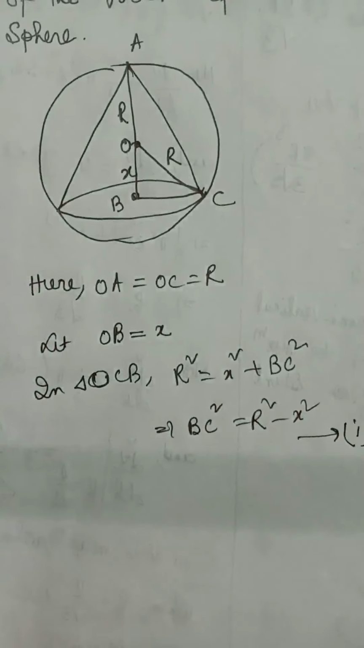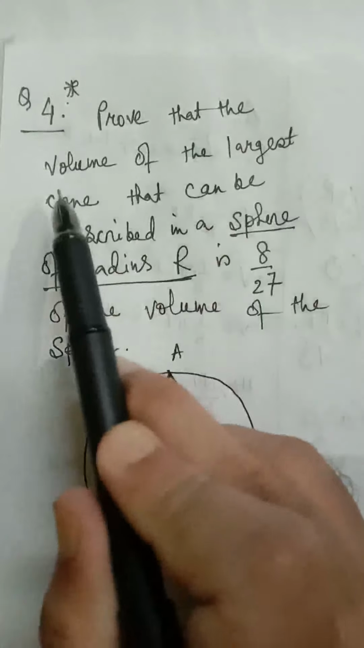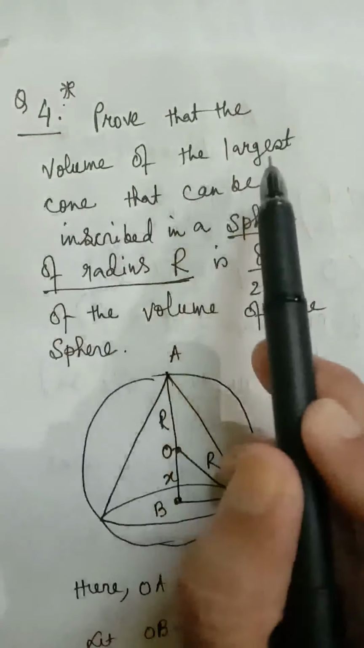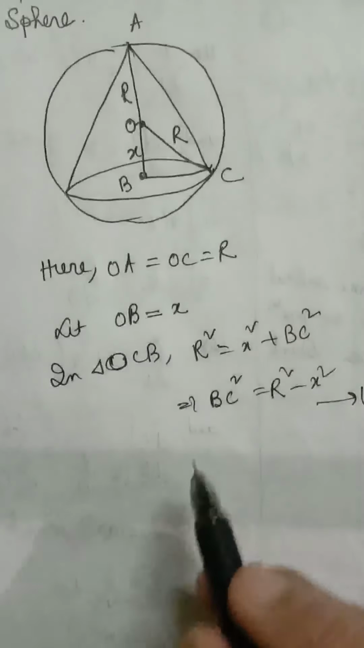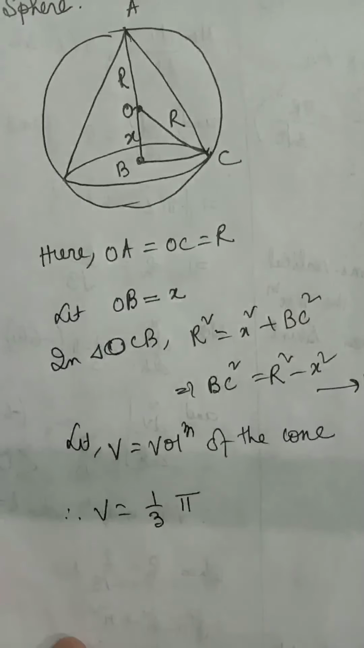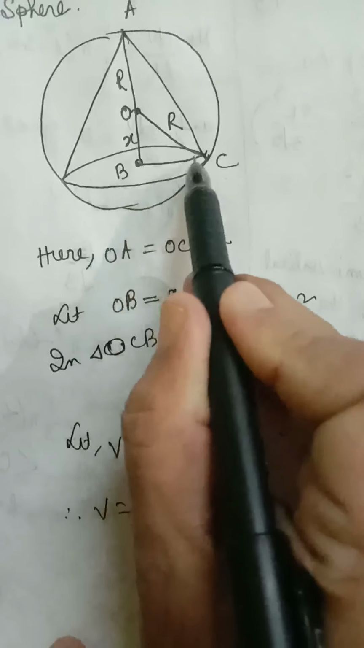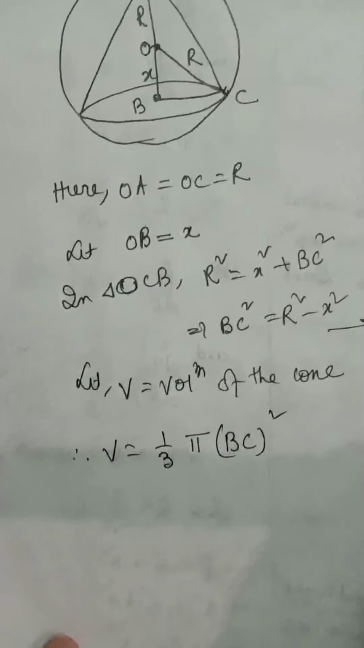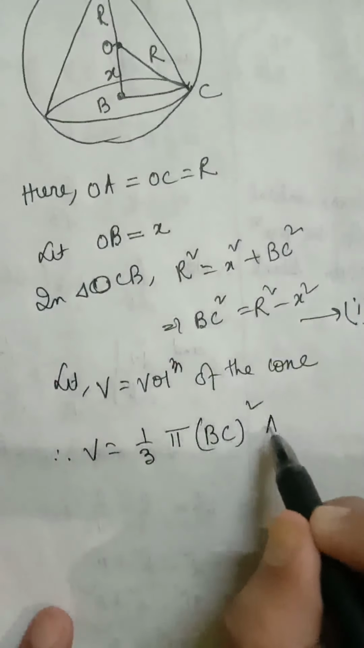Now what we have to prove? The volume of the largest cone. We have to show the volume is the maximum. So first of all, let me write the volume. Let V be the volume of the cone. So V equals 1 by 3 pi r square, where r means the radius of the base, which is BC. So I'll write BC square into the height. What is the height of the cone? It is AB.